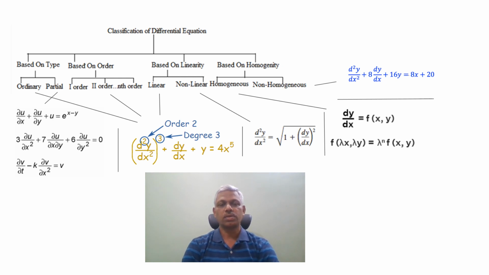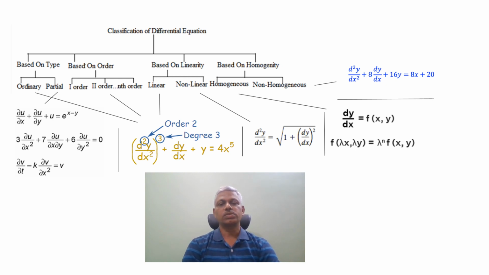In this example you can observe that d square y by dx square is the highest order derivative, so it is a second order differential equation. Similarly, we can have third order, fourth order, and nth order differential equations. That is another classification. Now, based on linearity and non-linearity is another type. When it comes to a non-linear differential equation, if the dependent variable or derivatives of the dependent variable are multiplied among themselves in at least one place, then it becomes a nonlinear equation.